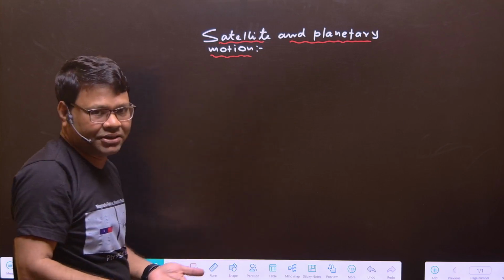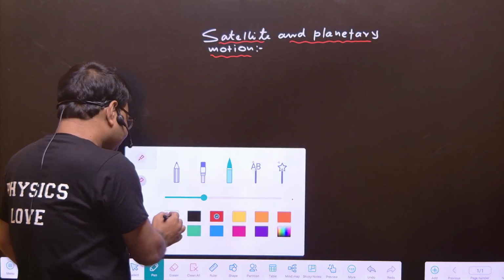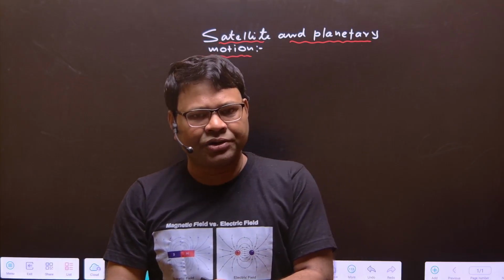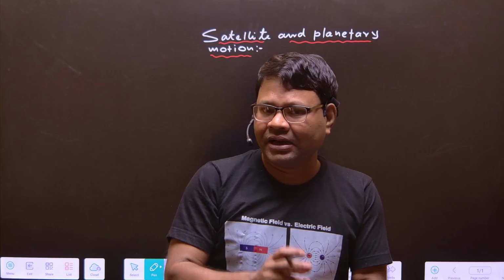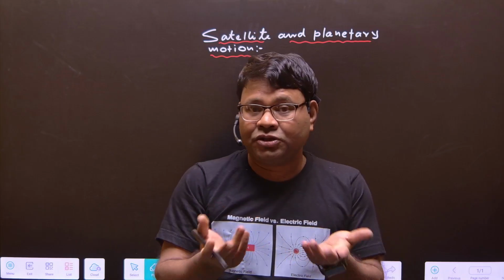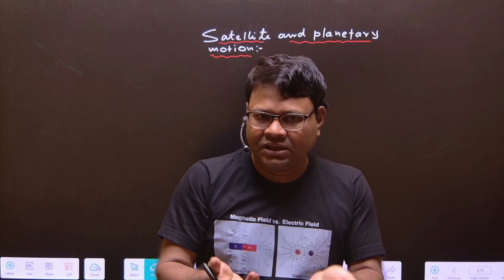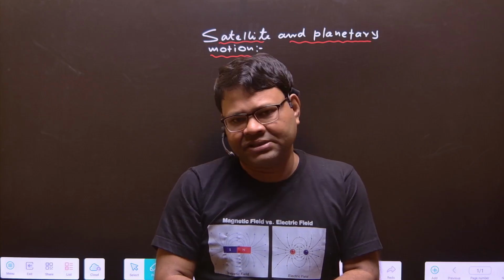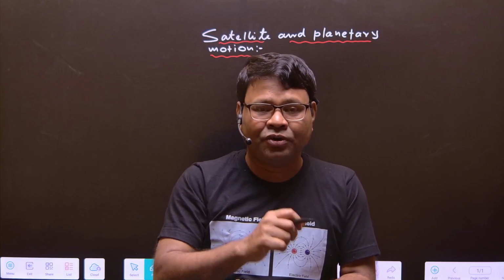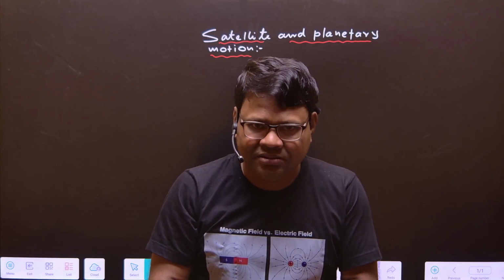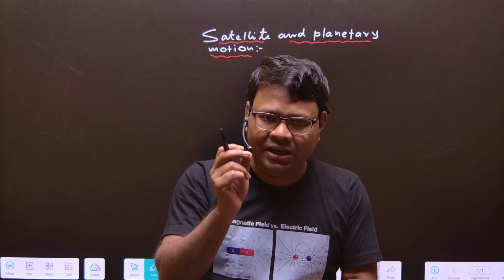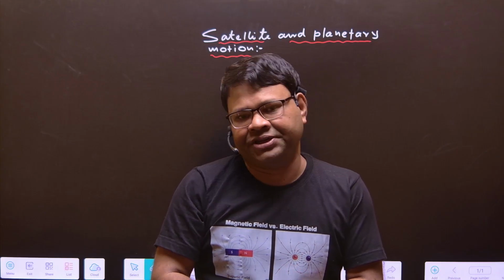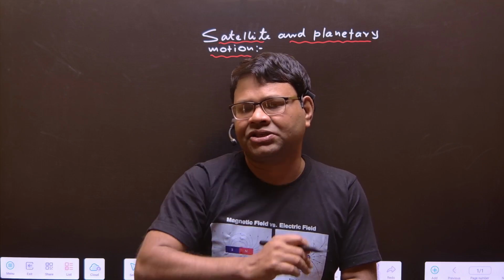But what is a satellite? Satellite is the heavenly body that revolves around the planet. And there are two kinds of satellite, artificial satellite and natural satellite. Natural satellite means, assume the moon is revolving around the planet Earth in 27.3 days. So the moon is the natural satellite.